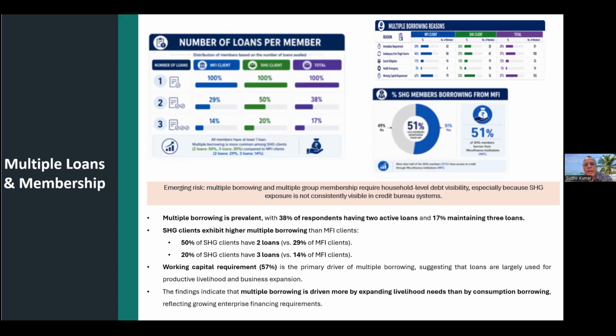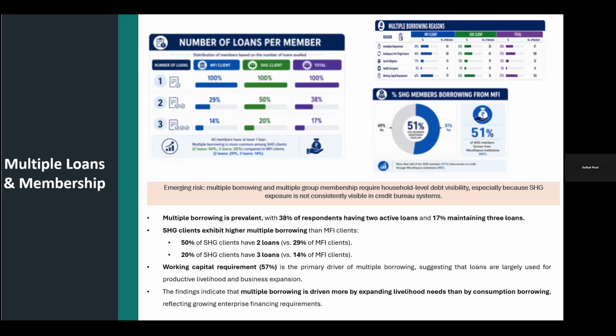Largely it's around the capital requirement, and there are some immediate requirements coming. We've also taken the number of loans per member, for MFI and SHG both, MFI separately and SHG members separately. So, one loan everybody has. Two loans: MFI clients having two loans is 29%. SHG clients having two loans is 50%. MFI clients having three loans is 14%.